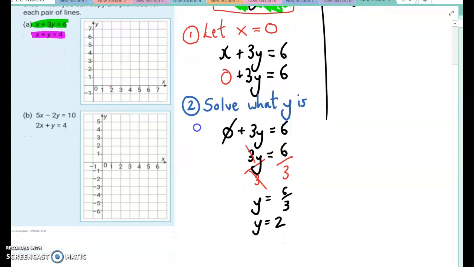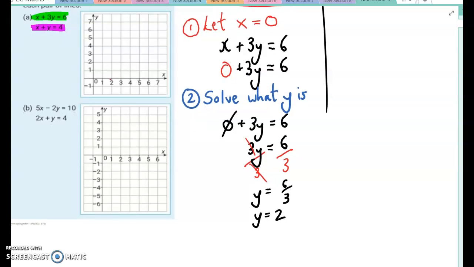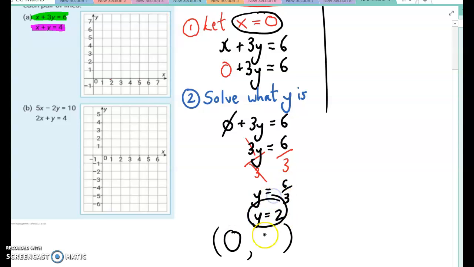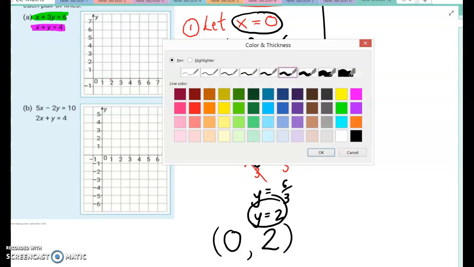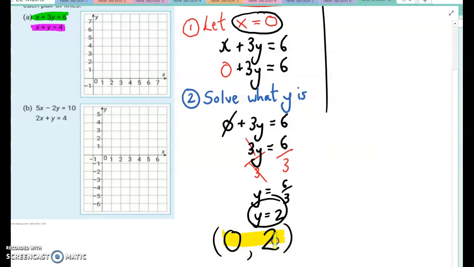Now, why did I do all that? Well, I now have a coordinate. I now have a point. I know what the x coordinate is. It's 0. And I know what the y coordinate is. It's 2. So there is a coordinate. I can now use that to draw the line. So let's find where 0, 2 is. 0 up to 2 is there. There's my first point on the line.